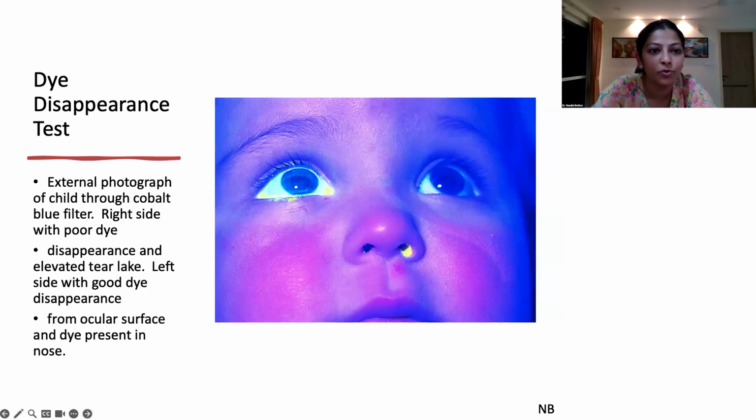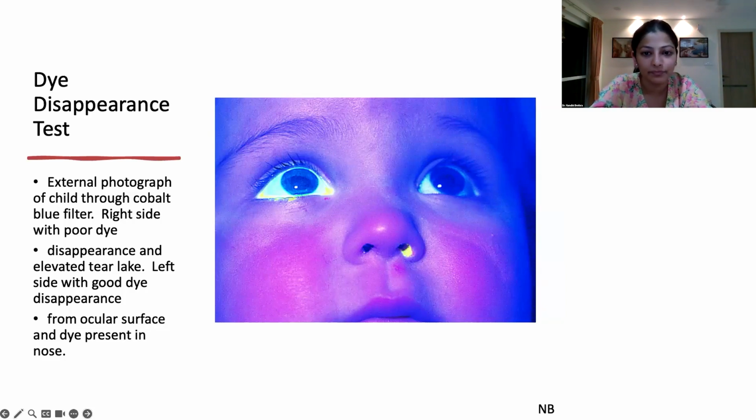After 5 minutes, use the blue or the cobalt filter on your indirect ophthalmoscope and just look at the kid. If you look at this picture, which is a beautiful picture, thanks to Dr. Freitag, you look at the right eye. You see a nice elevated tear meniscus height. Whereas in the left eye, there is absolutely no fluorescein. But what do you see in the nose? All the fluorescein from the left eye has actually drained into the nose, and you can see the fluorescein shining in the left nose. Whereas in the right nostril, you cannot see anything. That is because the fluorescein has not drained inside because of an obstruction. So this is a very important test in children.